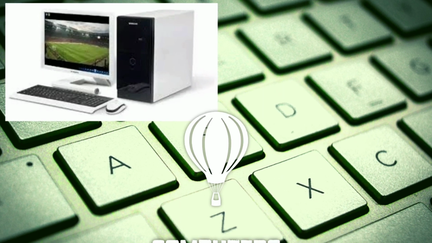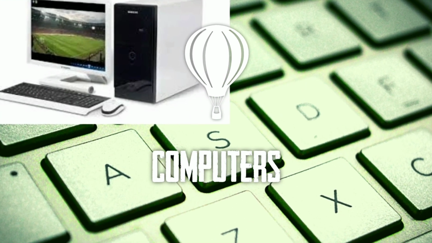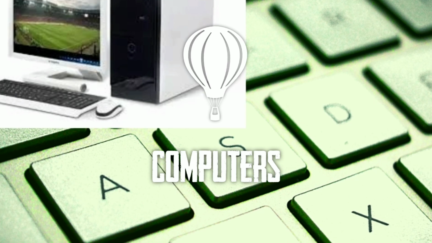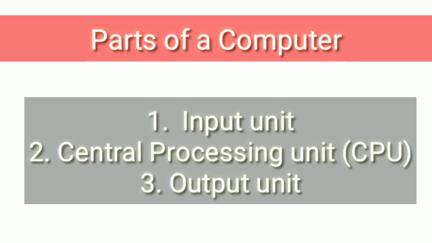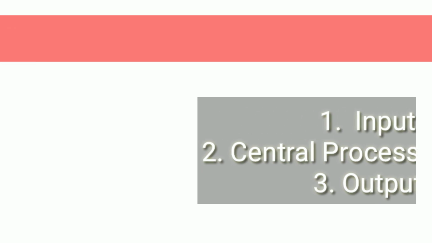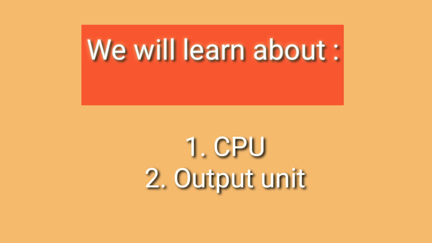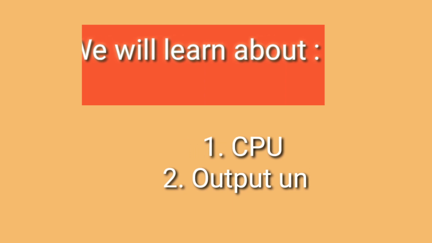The computer is an electronic machine. It can work faster and more accurately than human beings. The parts of a computer can be classified into three units. They are input unit, central processing unit (CPU), and output unit. In this session, we are going to learn the central processing unit and the output unit.